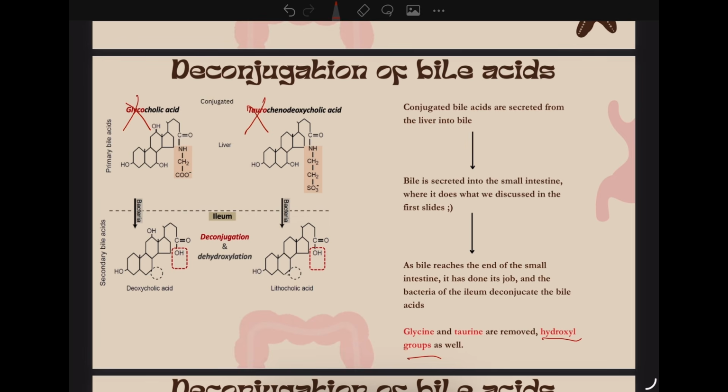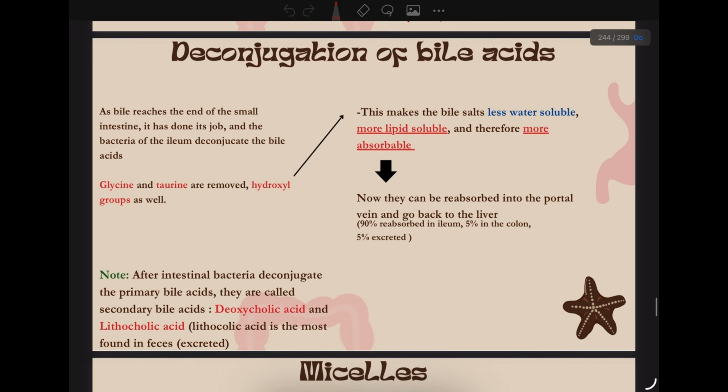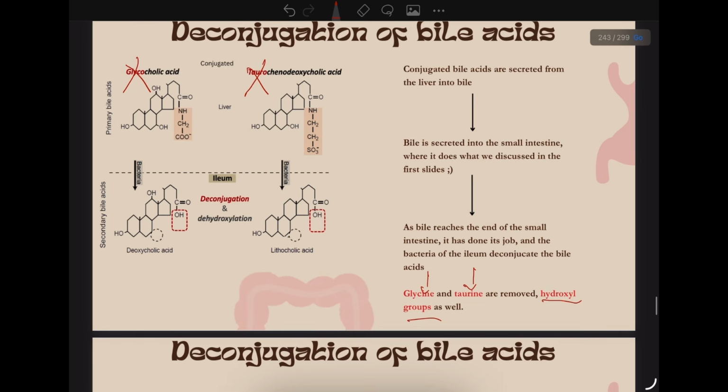So just to understand, the bacteria made it so hydrophobic. It took out everything that made it water soluble. So it became what? Hydrophobic. Why? To make it more absorbable for the membrane. And we will discuss it in a moment. So as we said, the bacteria deconjugated. Okay, just something that I forgot.